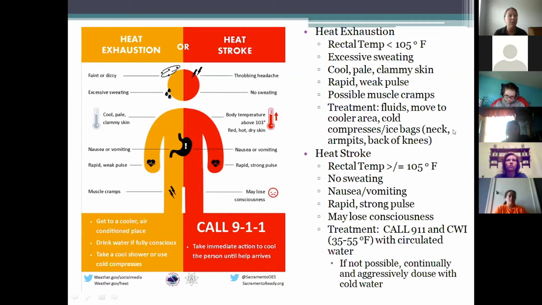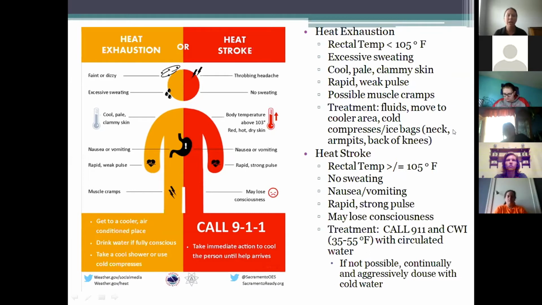We encourage them to drink water if they're fully conscious, and even maybe to take a cool shower or use cold compresses, ice bags, behind the neck, under the armpits, back of the knees. Those are all good areas to put ice bags. And we could just monitor this person.